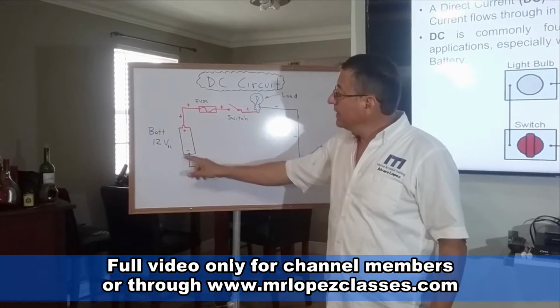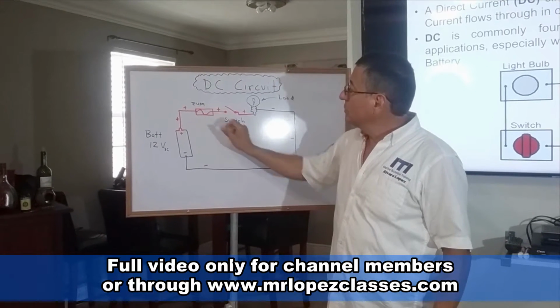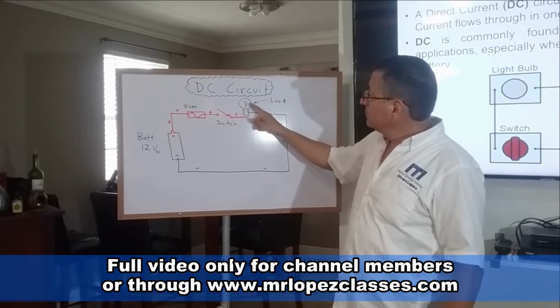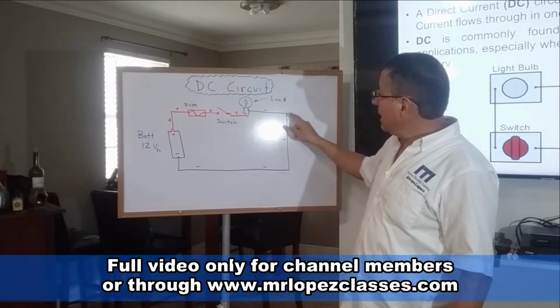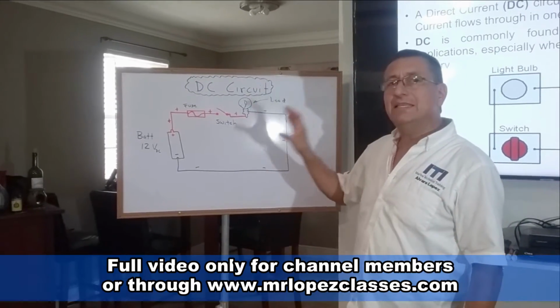That's the battery, those are the wires, this is the fuse, the switch on off, the load is a light bulb, and the return to the negative of the battery. This is a typical DC circuit.